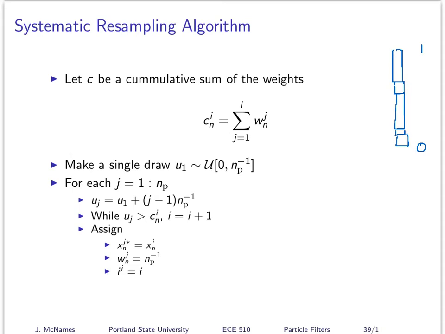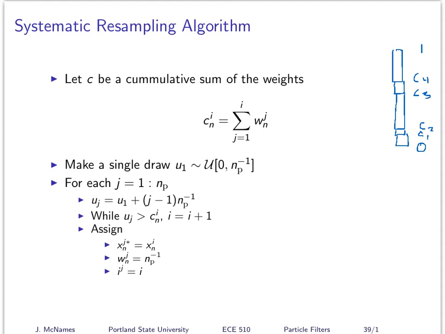What that means is that C sub 1 is where this first break is. C sub 2 is where that second break is. Here's C3, C4, all the way up to C5. So we've got a cumulative sum of the weights. These particles are not ordered, but we know which weight represents each of the particles.